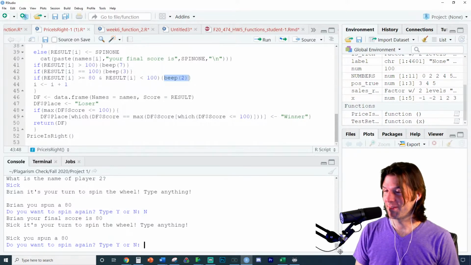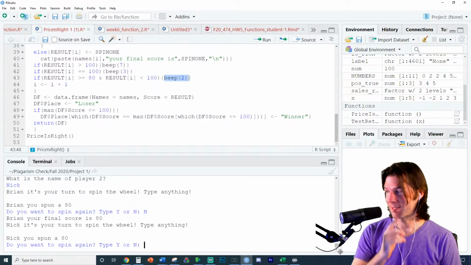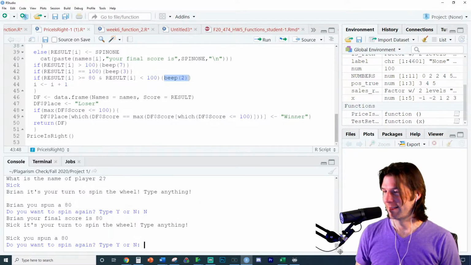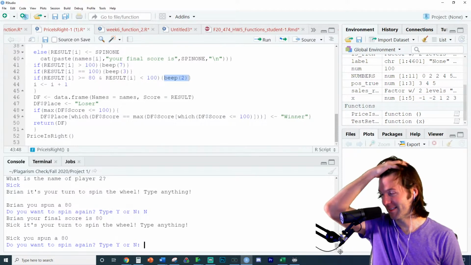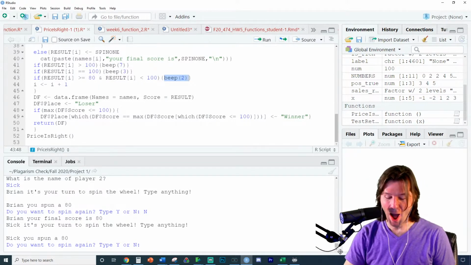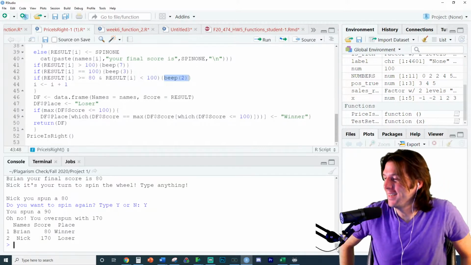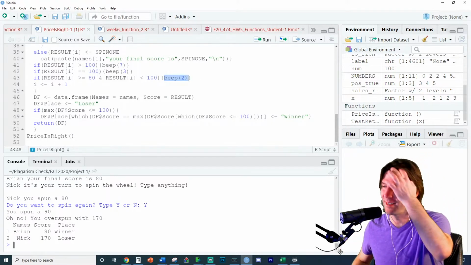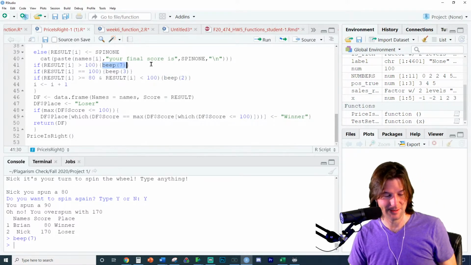Is it another spin-off? I've seen this on The Price is Right. Spin again or stop? Stop or spin? You might spin. I don't know if you're saying spin again or not. Oh, no! You spun a 90. So you had 170. And so if you get the good play there, Nick, you get the 2000. Oh wait, that's the you got the over noise. This is the you got the 100 noise.